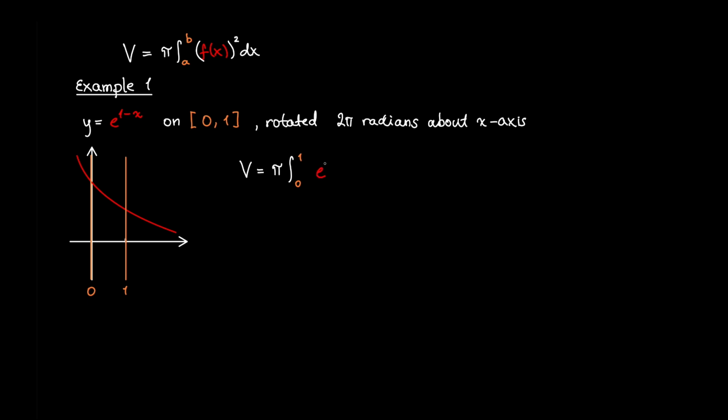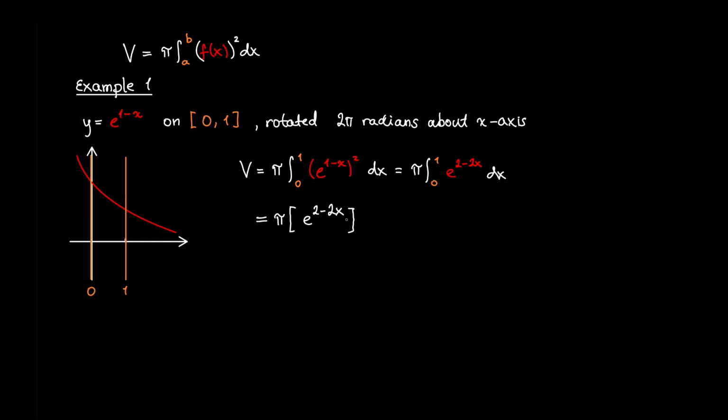Next, we take our function e to the power of 1 minus x, and we have to square it. Since we have a power and a power, it means that they can be multiplied, forming e to the power of 2 minus 2x. Next, we have to find the antiderivative of our red function. Good thing is, it is an exponential function, and technically nothing changes. It still stays e to the power of 2 minus 2x.